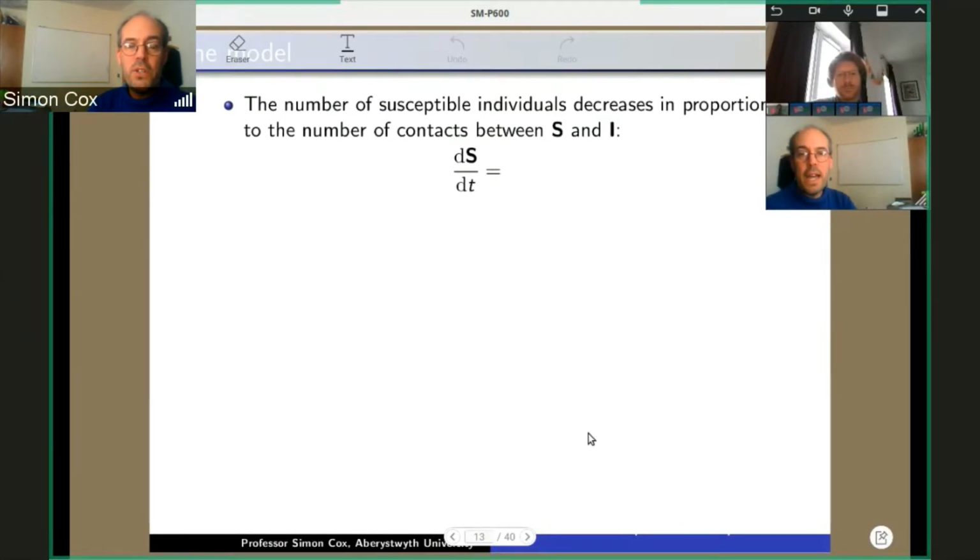If you've met calculus, you'll recognize this as a derivative. If you haven't, this is the notation we use for the rate of change of S with time, the rate of change of the number of susceptible individuals. And so the first thing I know is that this has to be a negative sign. The number of susceptible individuals is decreasing as they become infected.